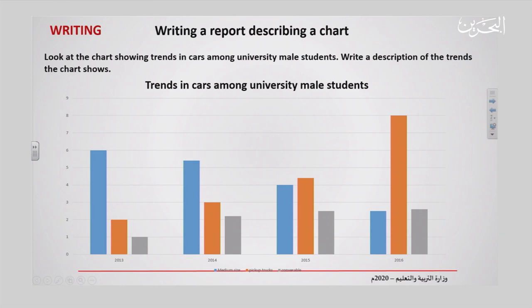Here is a question. Look at the chart showing trends in cars among university male students. Write a description of the trends the chart shows. So as you can see, this is a bar chart. I want you to follow the layout, use the verbs of trends, and try to describe the chart in three paragraphs.